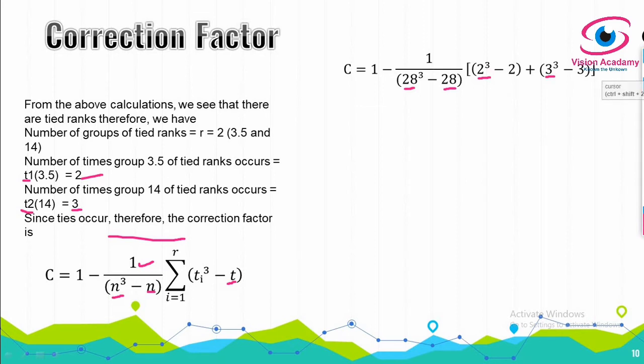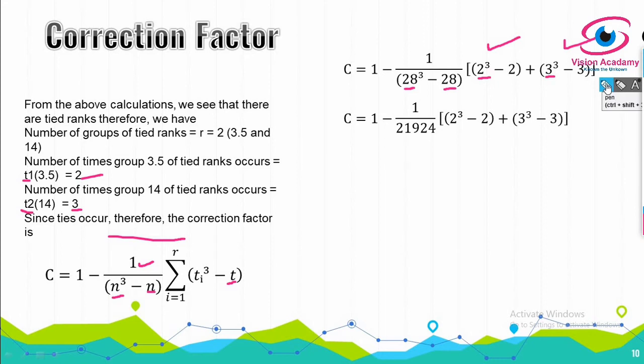So this is how I have replaced the given extracted information from the tabulation. Since there are only 2 groups, I have applied it here. Now I will simplify this formula. So 28 cube, that is 28 into 28 into 28 minus 28, that will be equal to 21,924. So this is 2 cube minus 2, 3 cube minus 3. I could have simplified there only, so in the next step I have simplified this.